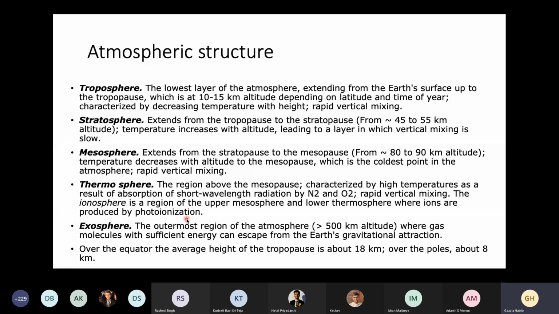Then exosphere is the last layer, because it's a very hot layer. Whatever molecules are there, they just escape from the gravitational attraction of the earth. So it's kind of vacuum. So the uppermost region of the earth greater than 500 kilometer, and the molecules with sufficient energy can escape from the earth's gravitational attraction. So these are the 3 to 5 layers.